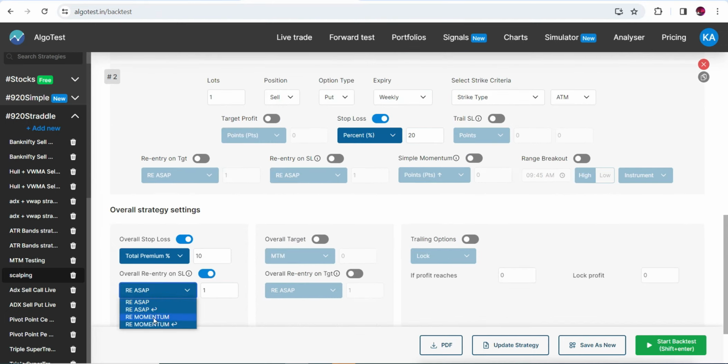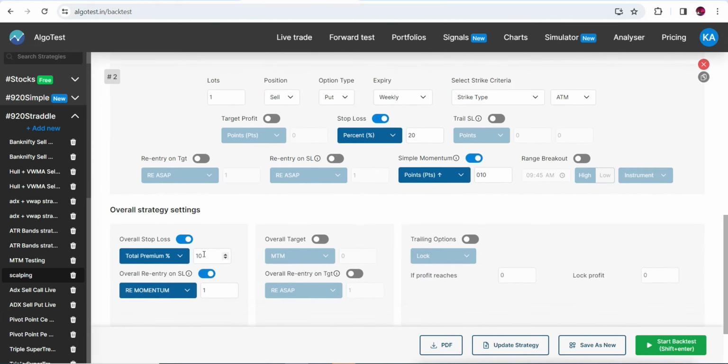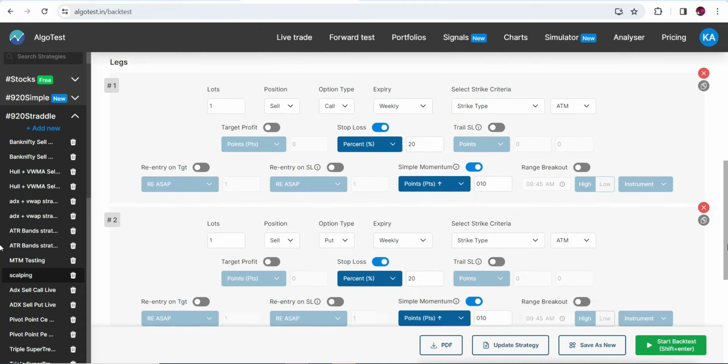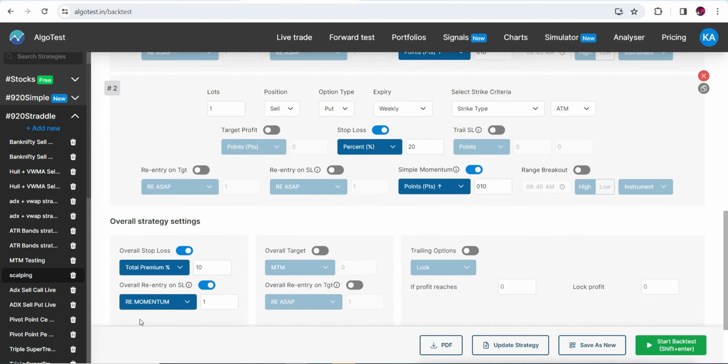What re-momentum does is this feature will work only if we have defined some momentum here. Assume we have defined 10-point momentum here. Now assume our 10% overall stop loss is hit. Now if the put side or call side 10-point momentum is met, it will again take entry for that leg only. Or if the put side momentum condition is met, it can again take re-entry. Basically, it simply means that you can re-enter if your overall strategy settings are hit.